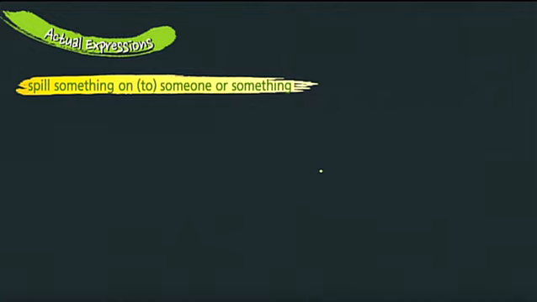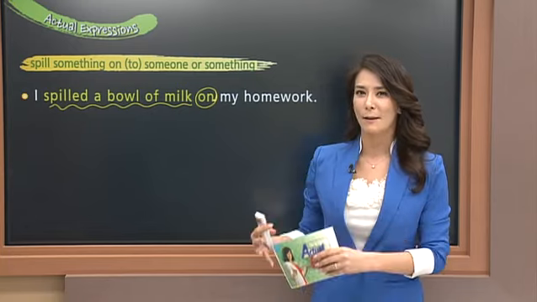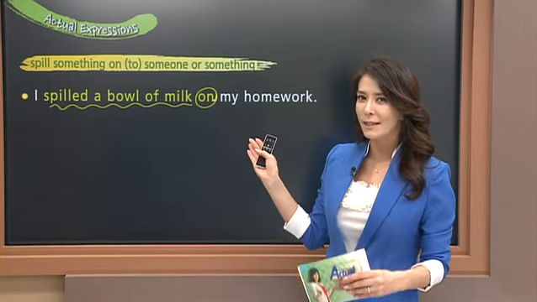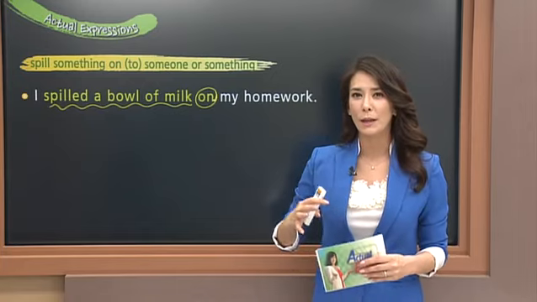And one final pattern it is, spill something on or onto someone or something, okay? You're scattering something or dropping something on something or someone. I spilled a bowl of milk on my homework. So here you're spilling something on your homework. But what is it that you spilled? We're talking about a bowl of milk.